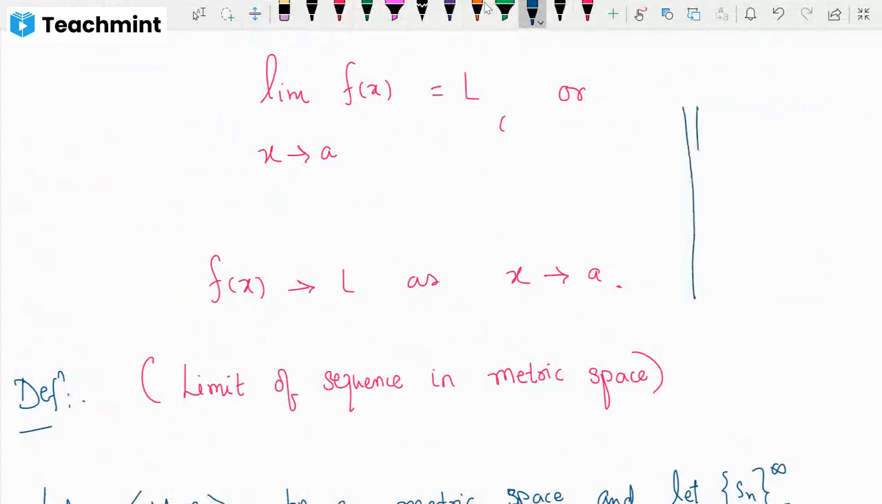These are the usual notations of limit of a function.